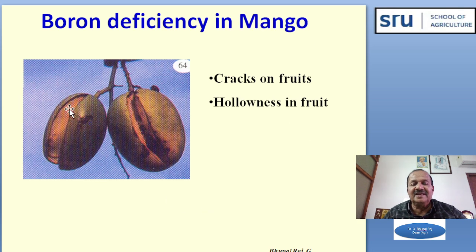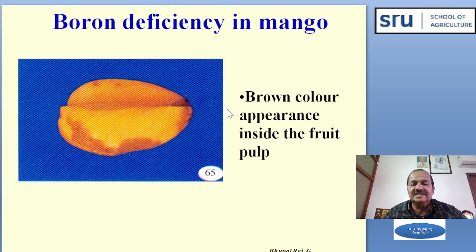This is also mango. Again, inside the fruit there is hollowness, nothing will be there, no flesh, hollowness in the fruit, and cracking on the fruit. It is also mango, with a brown appearance inside the fruit pulp.